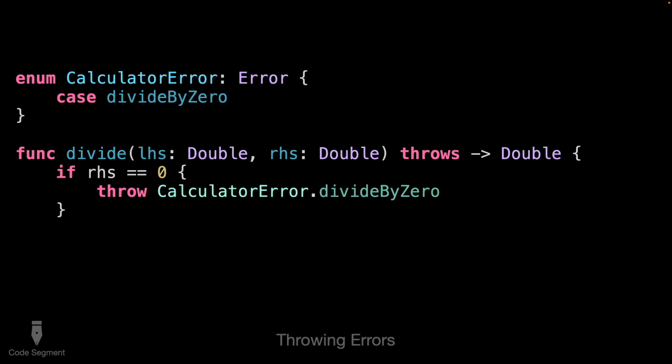So if we try to divide by 0, then we don't want to actually perform the division because the compiler can be upset by that, right? We want to instead inform whoever called us, hey, you messed up. You tried to give me a 0 in my right-hand side, in my divisor, right? That's not allowed in division. Don't do that, right? So we throw CalculatorError.divideByZero, which we defined up here in our enum, okay? And that's just the format for how you say, hey, here's my error that I'm throwing, okay?